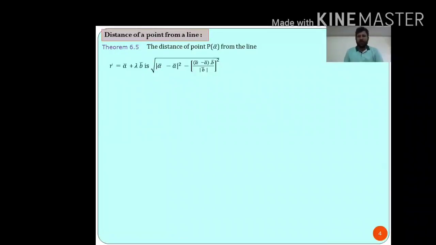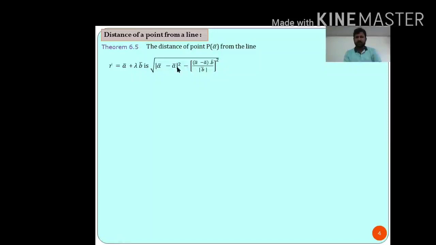The distance of a point P of alpha bar from the line R bar equals A bar plus lambda times B bar is the square root of modulus alpha bar minus A bar, bracket squared, minus bracket alpha bar minus A bar dot product with B bar divided by magnitude of B bar, whole bracket squared. This is the formula for finding the distance. First, we prove this formula. Let us see the proof of this theorem.